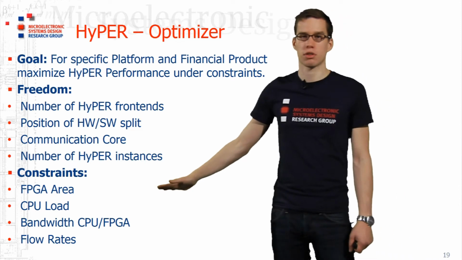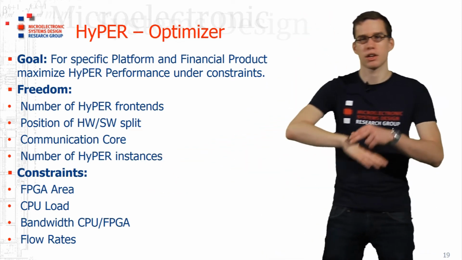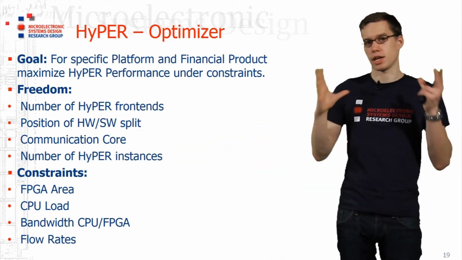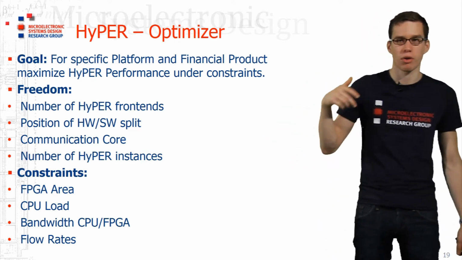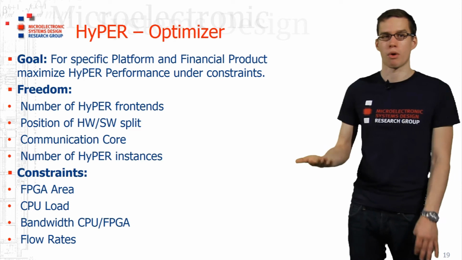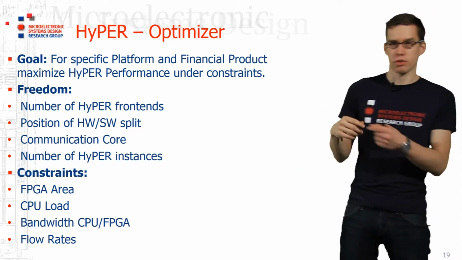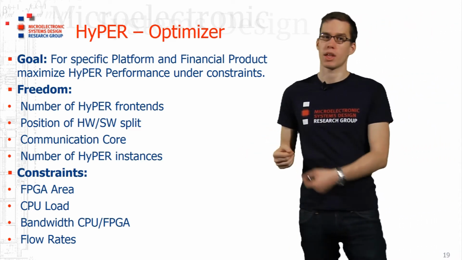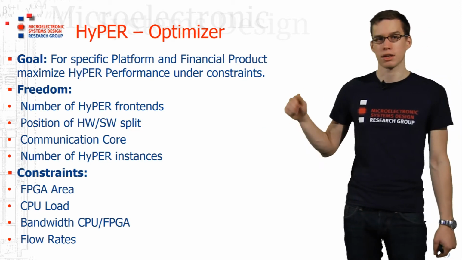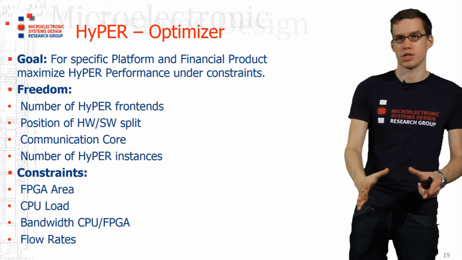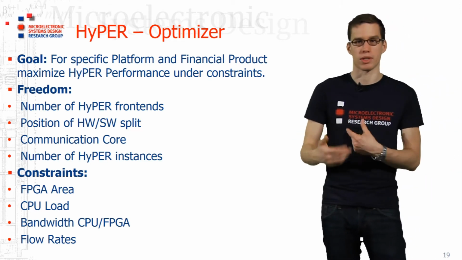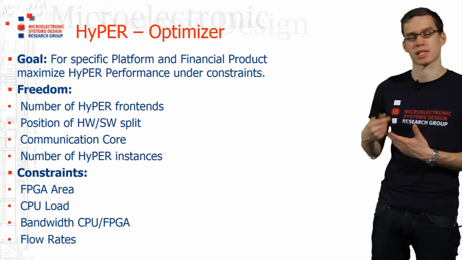And it has different constraints. One constraint is the FPGA area. The FPGA is limited. The other one is the CPU load. The CPU is only as powerful as it is. We cannot put more on it. The bandwidth between CPU and FPGA, and that might depend on the core we're using. And also the flow rate. So when we put something on the FPGA, it has to go in synchrony. And our optimizer has to know that.